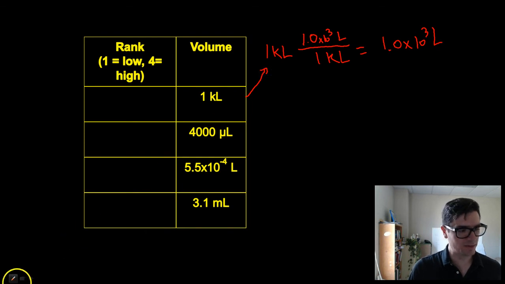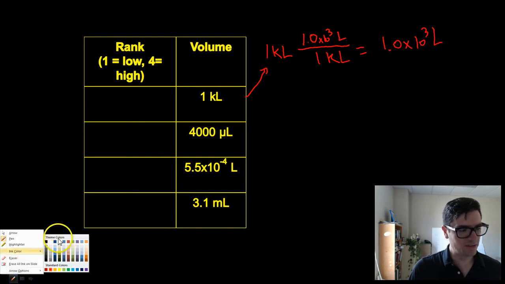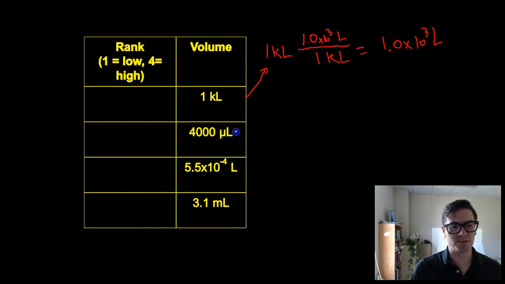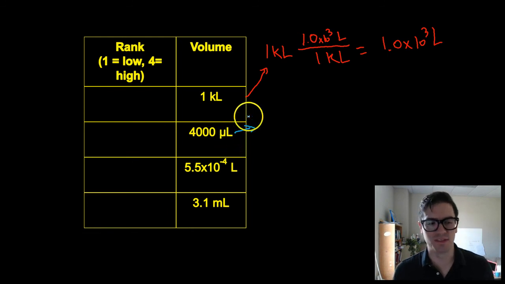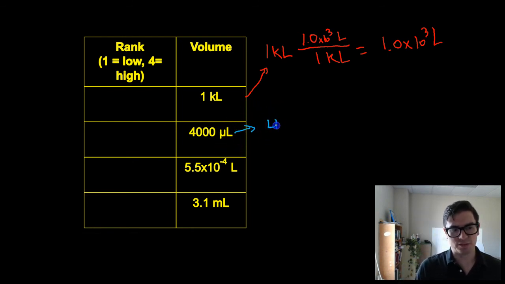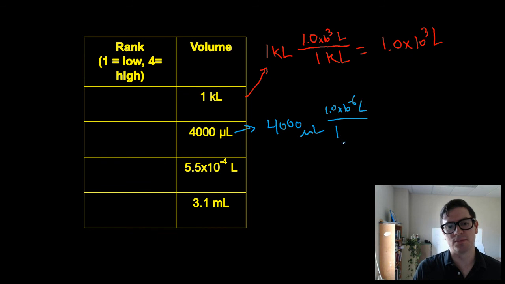Second one, we'll change colors for these, is in microliters, and I know a number of you didn't remember this. Some of you may not have seen this in school. We need a conversion factor for 4,000 microliters. The conversion factor you need to know is that 1 microliter is 10 to the minus 6 liters. Your final answer ends up being 4.0 times 10 to the minus 3 liters.